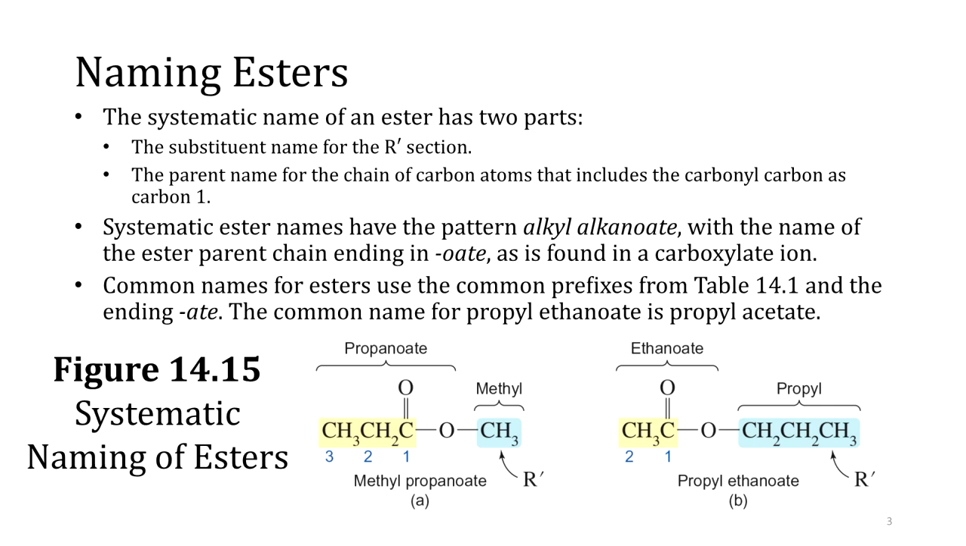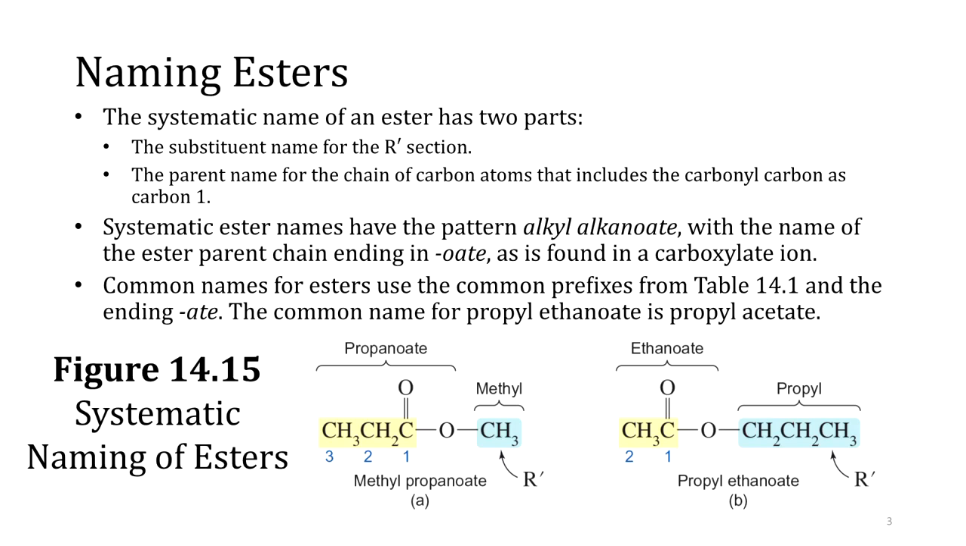Naming esters, we have two pieces. The substituent name has to be there for the R prime, that is the part that's replaced to the hydrogen, and then the parent name for the chain of the carbon atoms that contains the carbonyl carbon. The systematic ester names have the pattern alkyl alkanoate, where alkyl is the R prime and the alkanoate is your main chain.